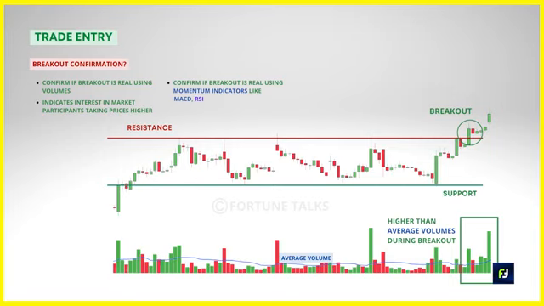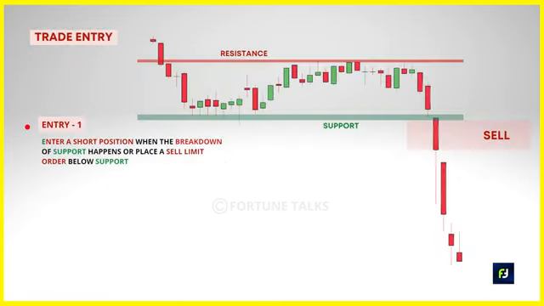Make sure that the volume rises during the breakout, indicating a higher buying interest. You can also use indicators like MACD, RSI, etc. to do the same. And for a bottom rectangle pattern with a bearish breakdown, our primary instinct should be to sell. Now here are the 3 entries possible.